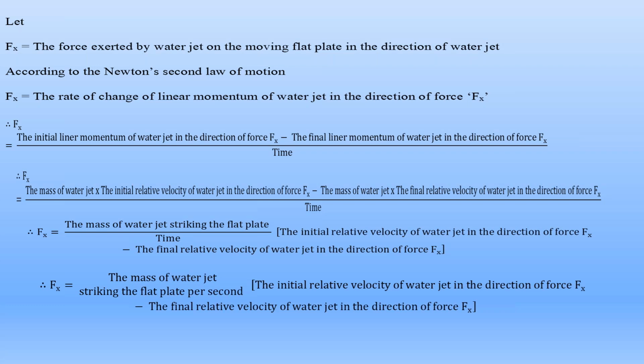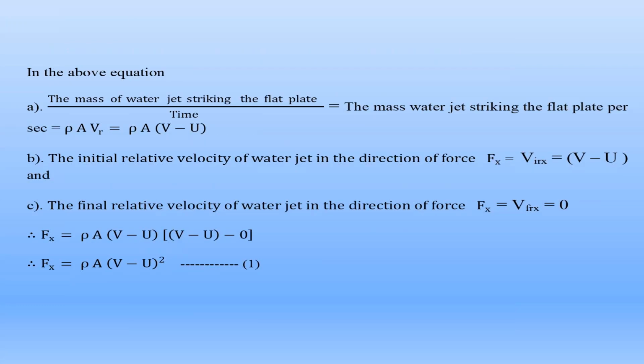So in the force Fx equation, on the right-hand side, the mass of water jet striking the plate divided by time is equal to the mass of water jet striking the plate per second, that is equal to rho A into V minus U. Then the initial relative velocity of the water jet in the direction of force Fx, VIRX, is equal to V minus U, because this initial relative velocity VIR is acting on the x-axis.